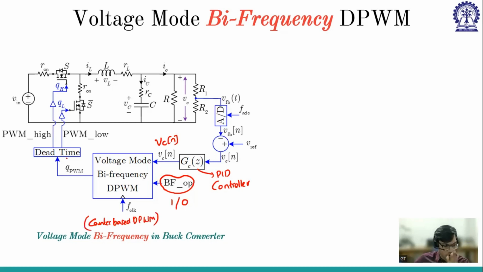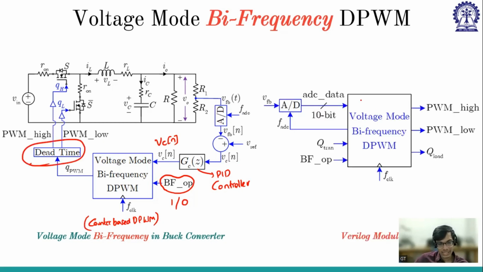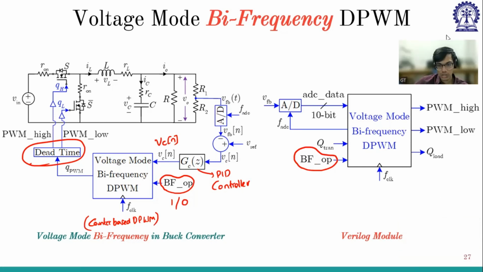And then the output again goes into the dead time, same as voltage mode control. So this is the same as the voltage mode control, except here we have this additional option, whether we would like to operate in bi-frequency operation or not. Then the outputs are PWM high, PWM low, and then Q load for the load transient. Here Q trend selects whether it is a reference transient or load transient, and the main 100 megahertz clock. And here we have ADC and FADC coming from the Verilog module.